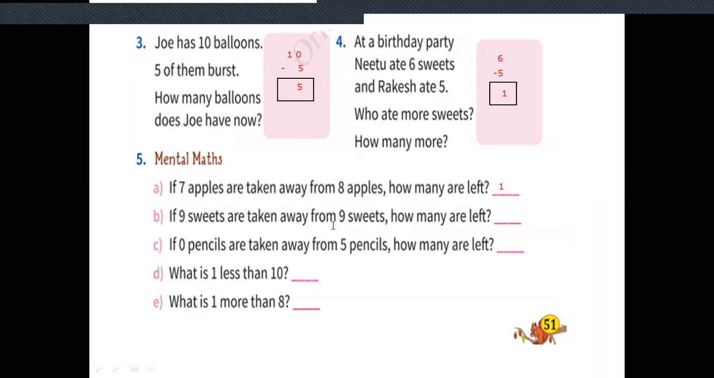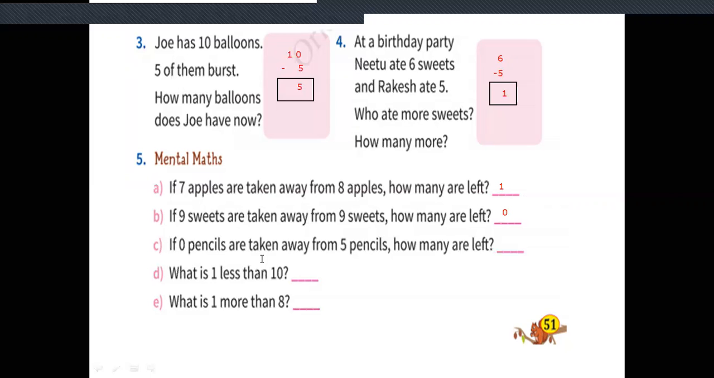If 9 sweets are taken away from 9 sweets, all the 9 sweets go, so how many will be left? 0 sweets will be left. So if you subtract the same number, 0 will be the answer. Okay. Now from 9 sweets, if 9 sweets are taken, 0 will be the answer. You are taking all, so nothing will be remaining. So 0 will be left.